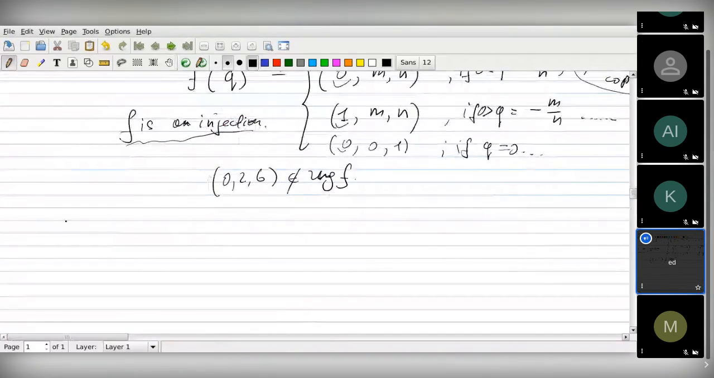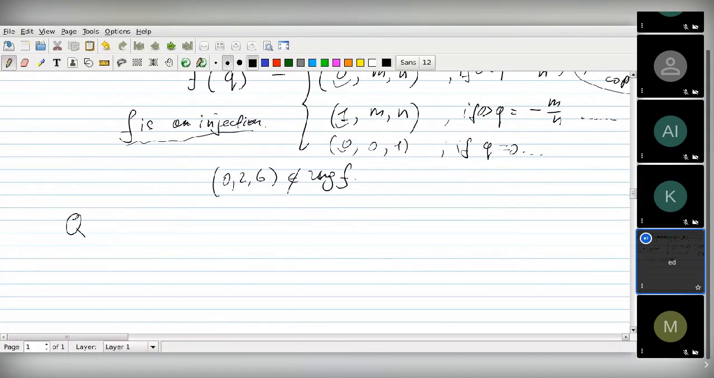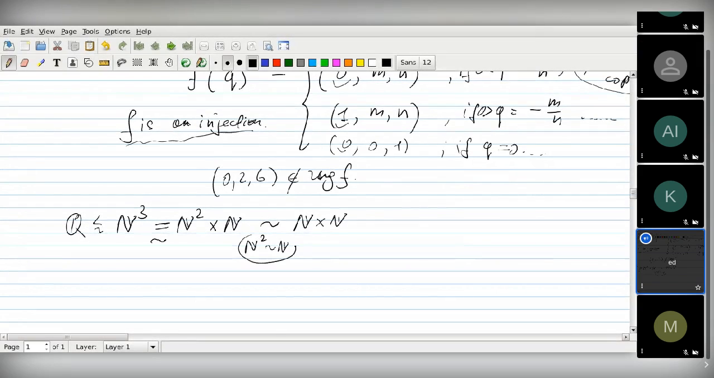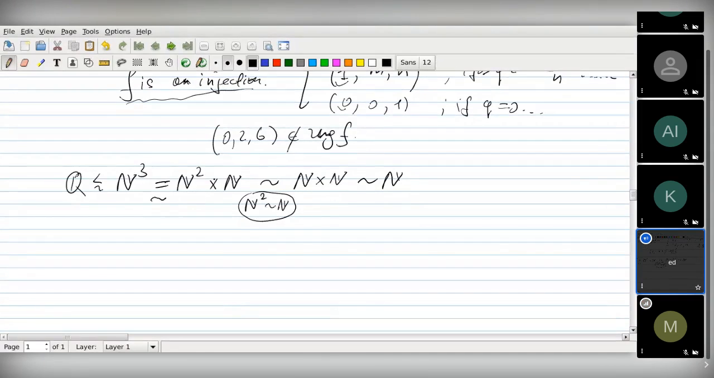So dear students, we have that rationals are embeddable into triplets of naturals. But these triplets are just N squared multiplied by N. Is it clear? Yes. If they are equal, they are of course equivalent. And this one is equivalent to this one. Why? N squared is equivalent to N, we know it already. And this is the same. And of course, if it is equivalent, then it is embeddable.